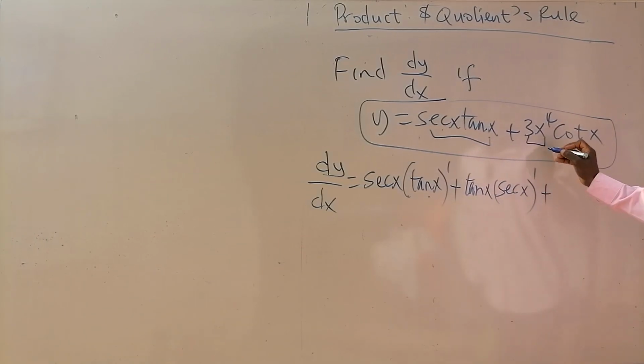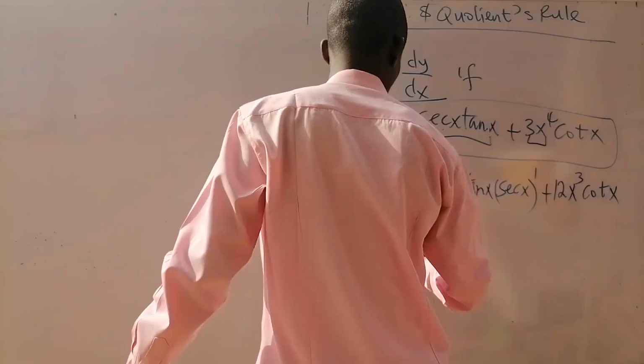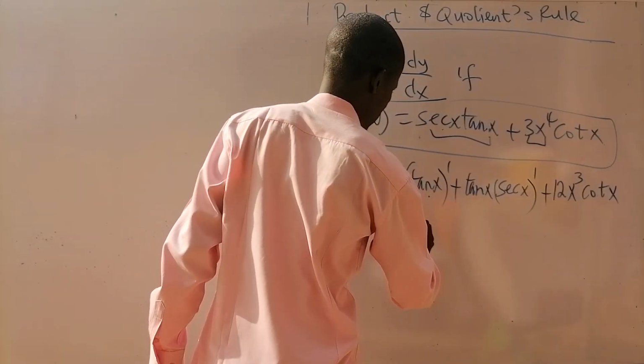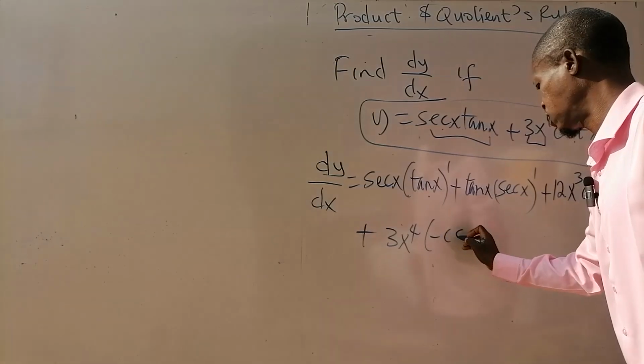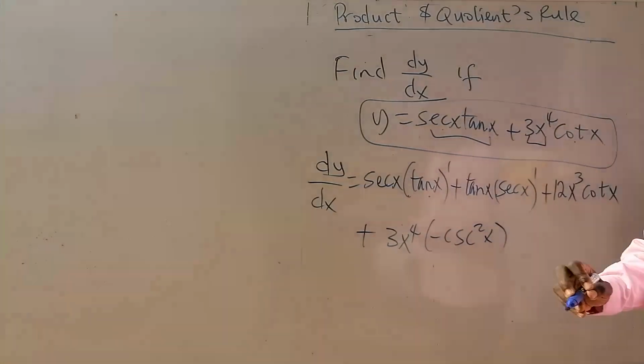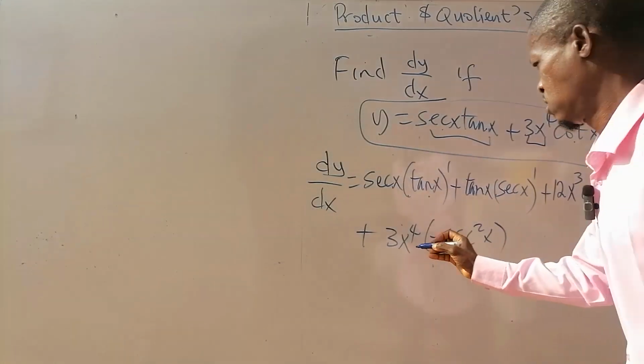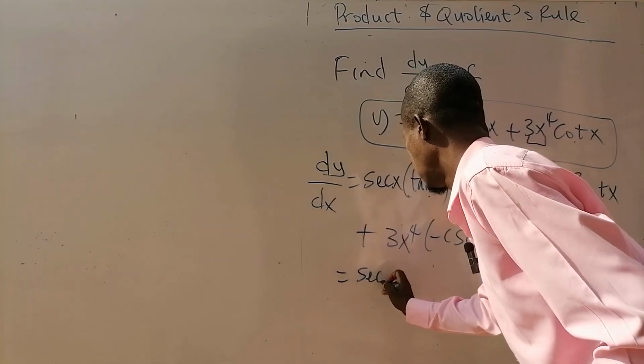Then plus, it's also a product rule. Differentiate that. That's 12x cubed. Keep the constants. Then plus. Now keep this one constant and differentiate your cot. If you differentiate cot, that will give you minus csc squared x. Okay, so then you're going to have sec x.